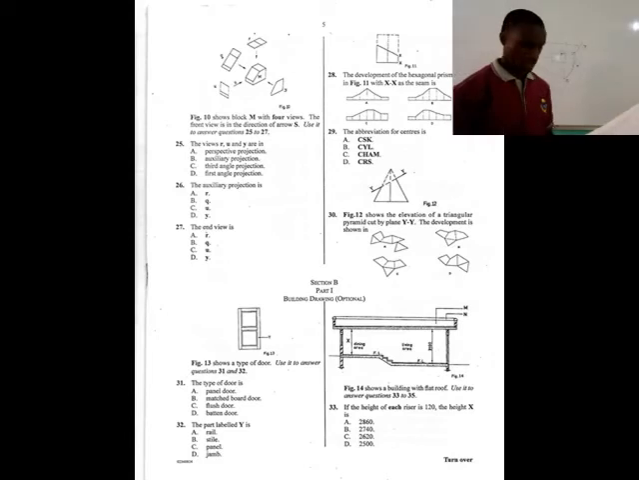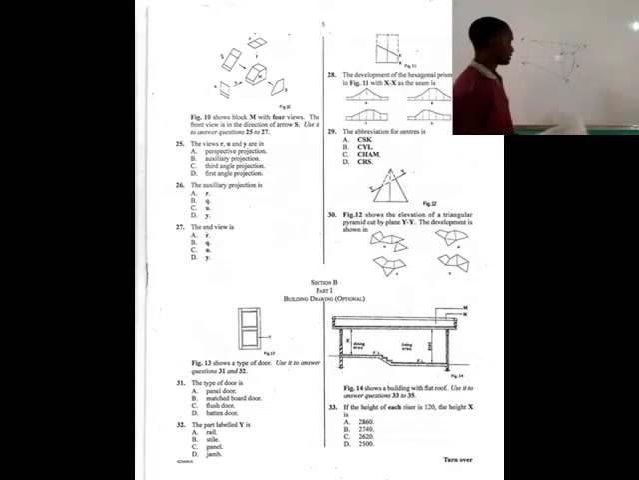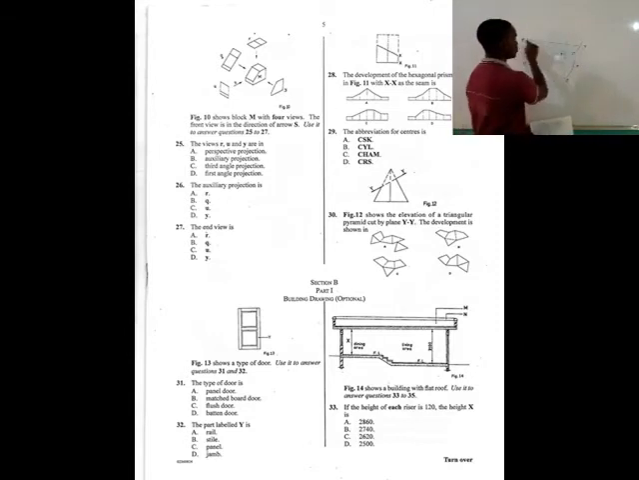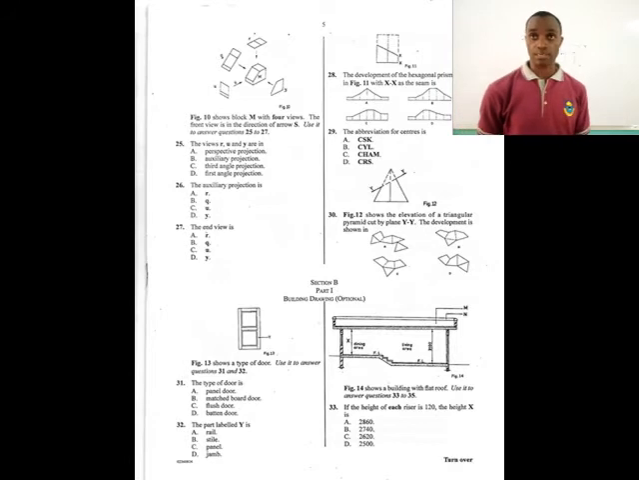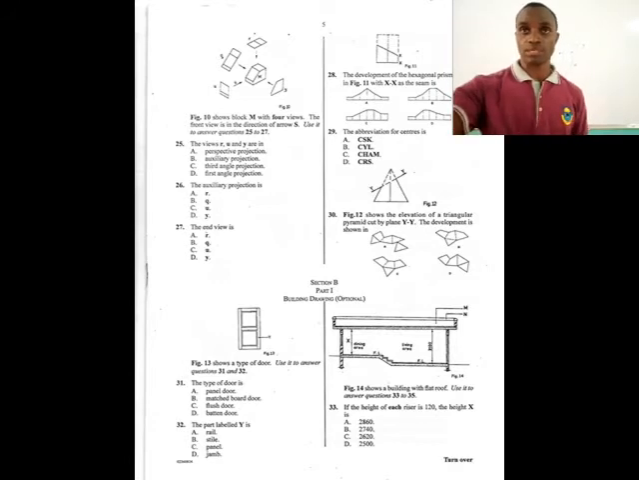Number 24, in figure 9, the true length of the line FG is, we gave options, but the correct answer here is FK. Actually, the true length is supposed to be from here to this point. It's supposed to be from E to J. The EJ is not given. But the distance from here to here is the same as the distance from here to here. That is why FK is the correct answer. C is therefore the correct answer.